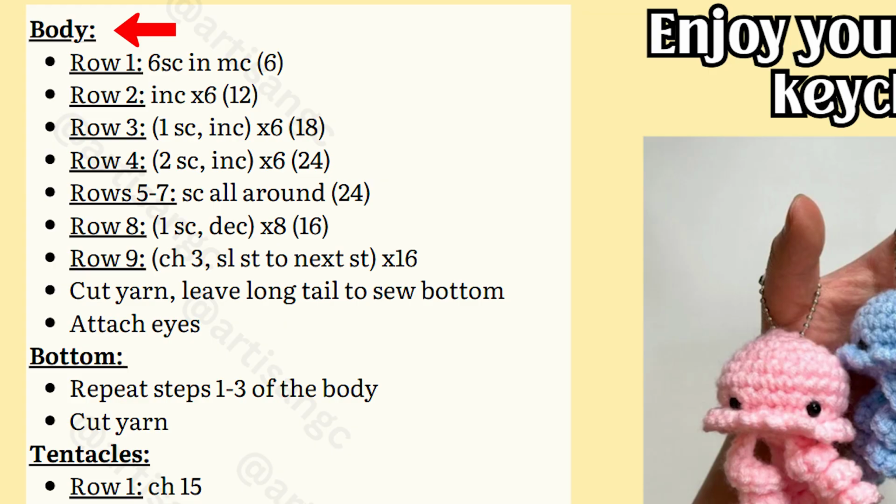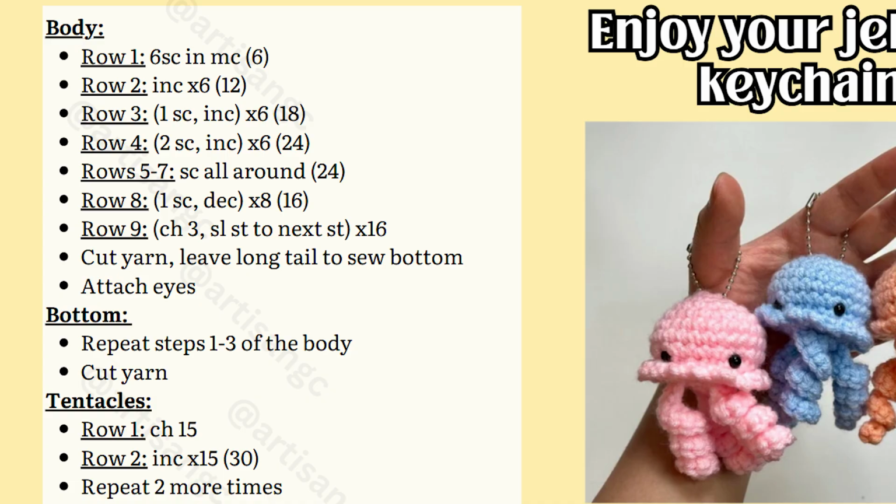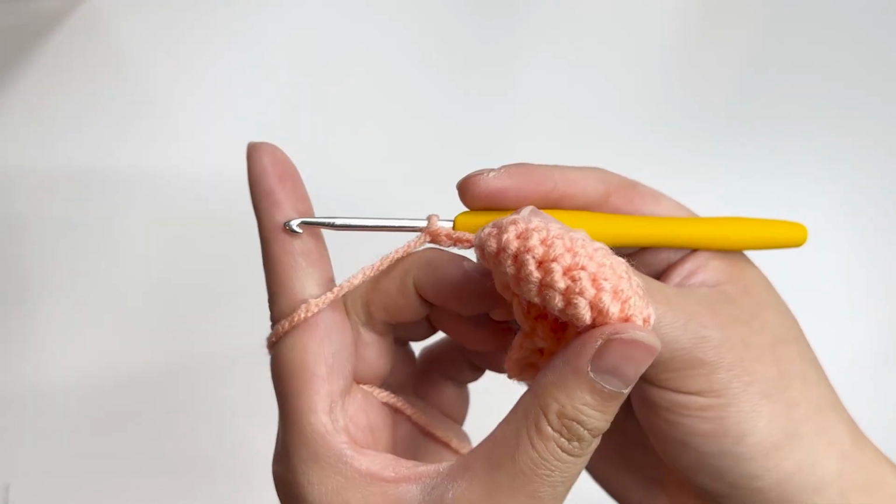If you ever don't know what a specific abbreviation is, all you have to do is look at the stitches used or abbreviations at the top right of the pattern. How I write my patterns is I put the rows, and then at the very end in parentheses, this is the amount of stitches that should be in each row, so that after each row you can count how many you've made and double check whether you are doing things correctly or not.